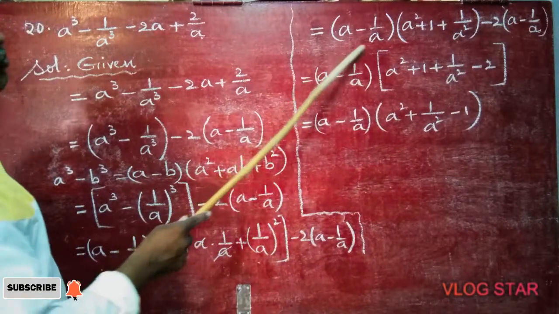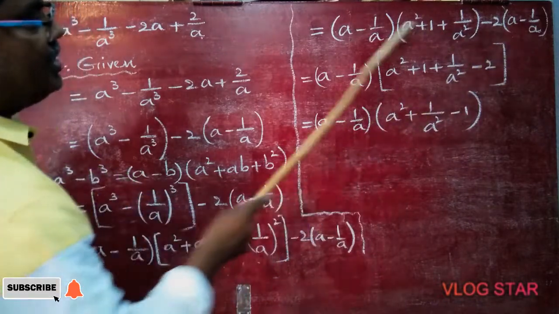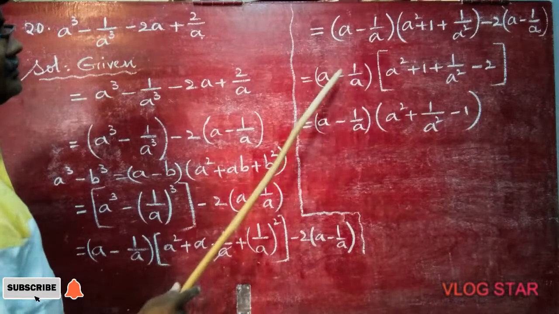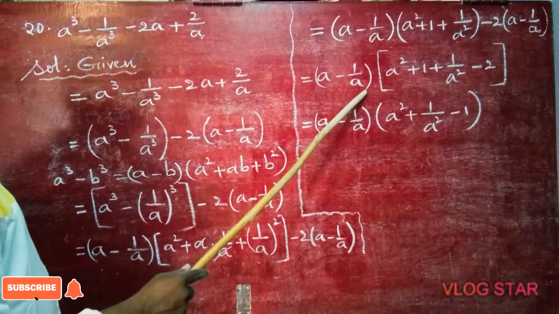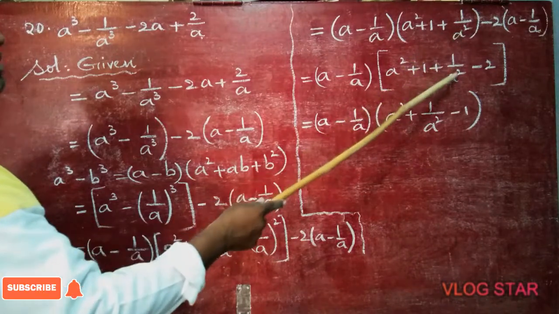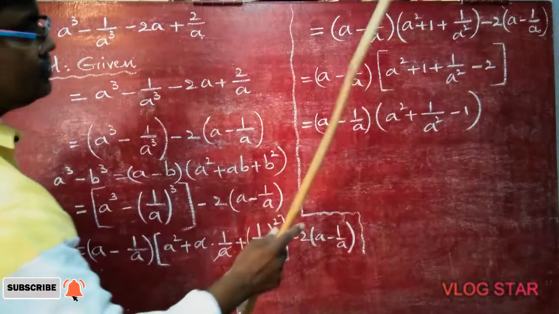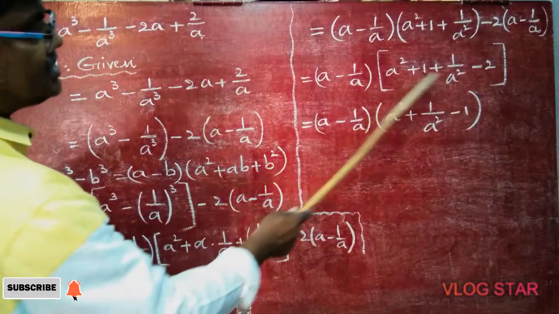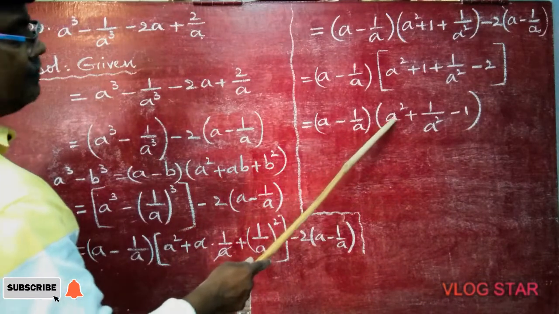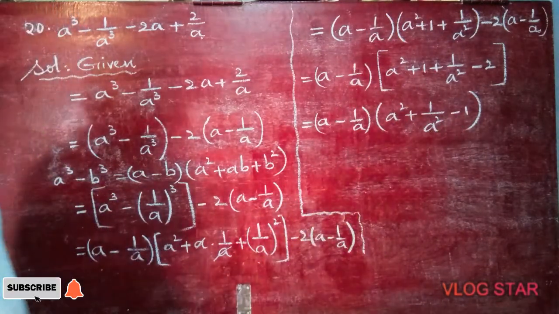Now, two terms are there, first term, second term. In first term and second term, a minus 1 by a is common. So, you are taking common outside and what is left means a square plus 1 plus 1 by a square minus 2. We have taken common, minus 2. Here simplification is there, plus 1 and minus 2. So, a minus 1 by a into a square plus 1 by a square minus 1.